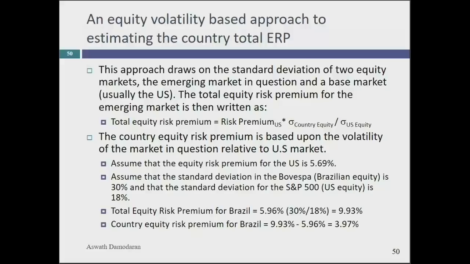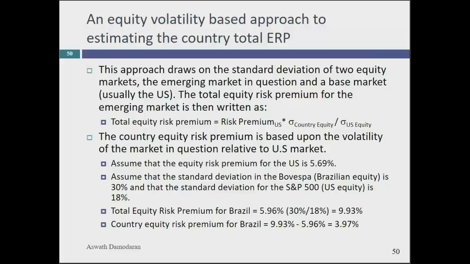For an 18% market, I'm demanding a 5.96% premium. If my market had a 30% standard deviation, my equity risk premium should be higher. In fact, it's 9.93% scaled up. That sounds pretty promising, right? This is the Goldman approach to country equity risk. It has one fatal flaw.